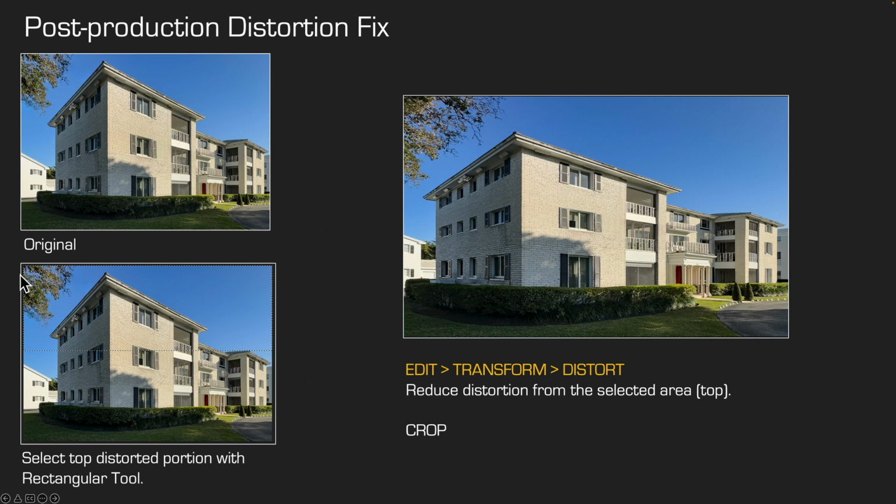You can select the top part of this building with the rectangular tool and then go to Edit, Transform, Distort, and bring it down to the point where you have much less distortion than you had here, and then go back and crop. We talked about this early on.